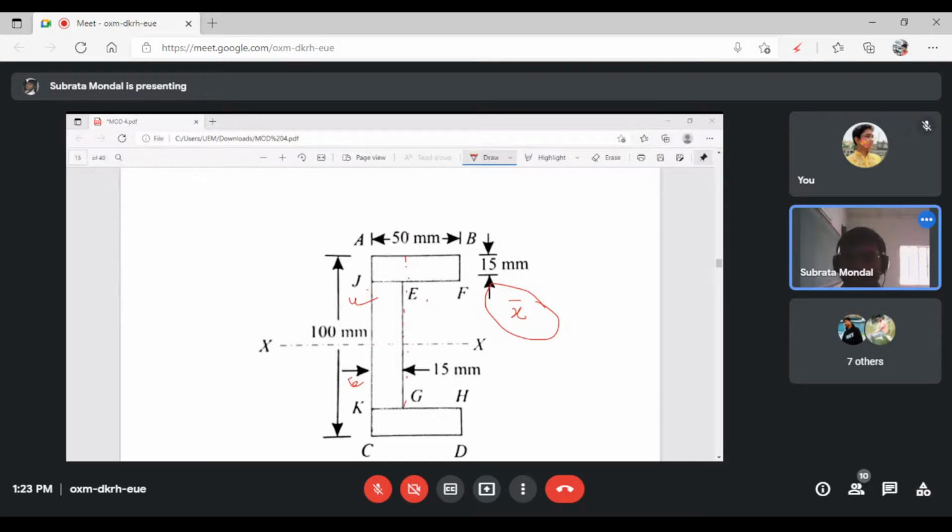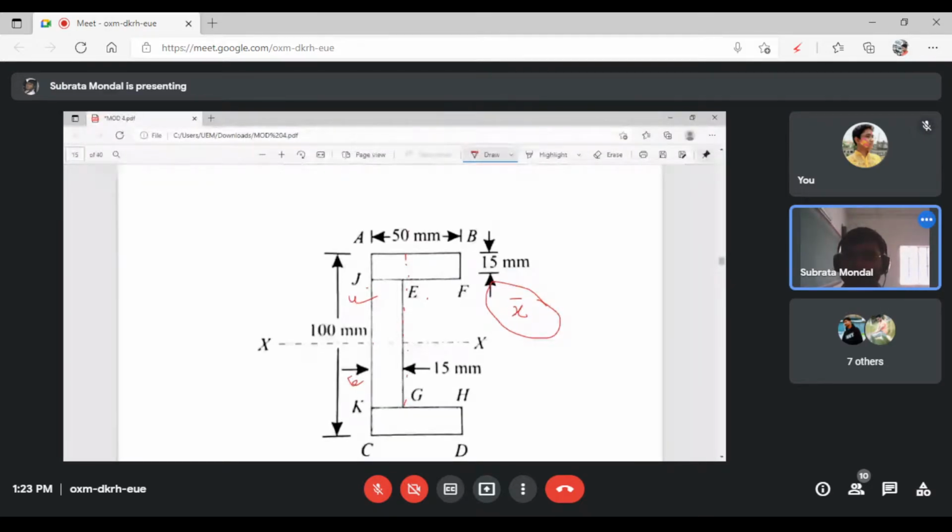Okay. So is that clear to all of you that if it is a symmetric figure, then how you have to calculate the CG? Yes or no?